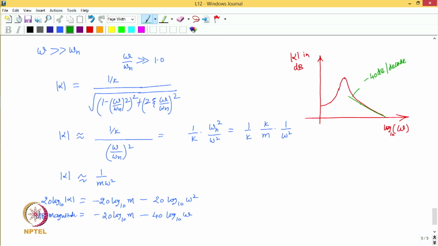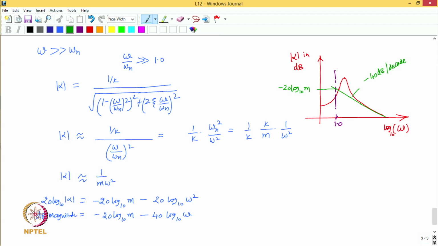and it makes an intercept. So, if I show here the ordinate at omega equal to 1 radian per second, then this line makes an intercept of minus 20 log 10 m on this ordinate.